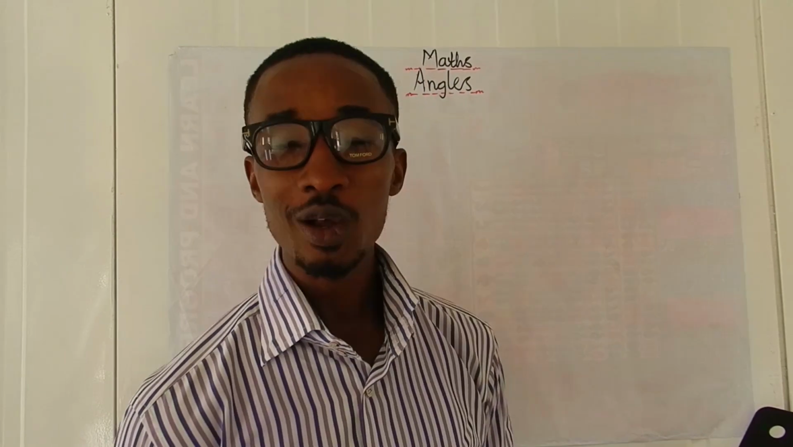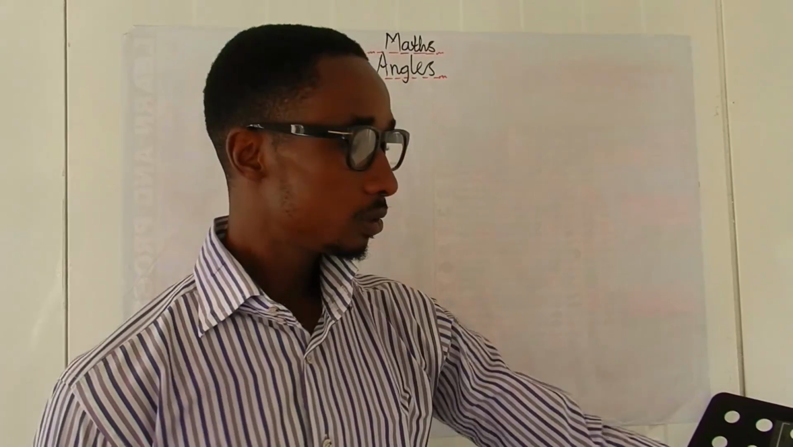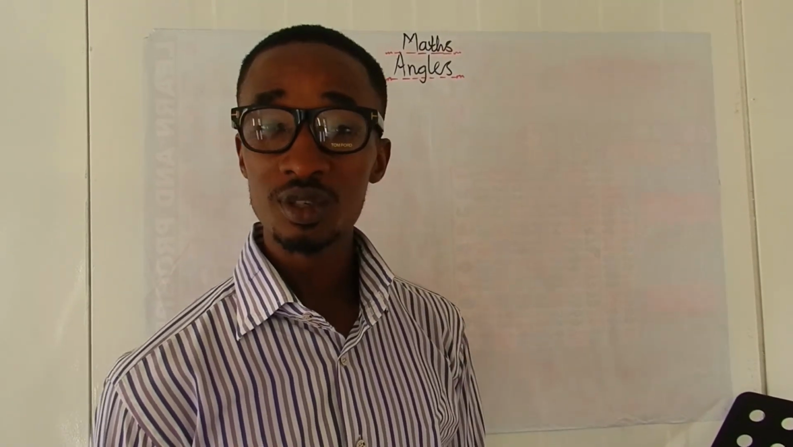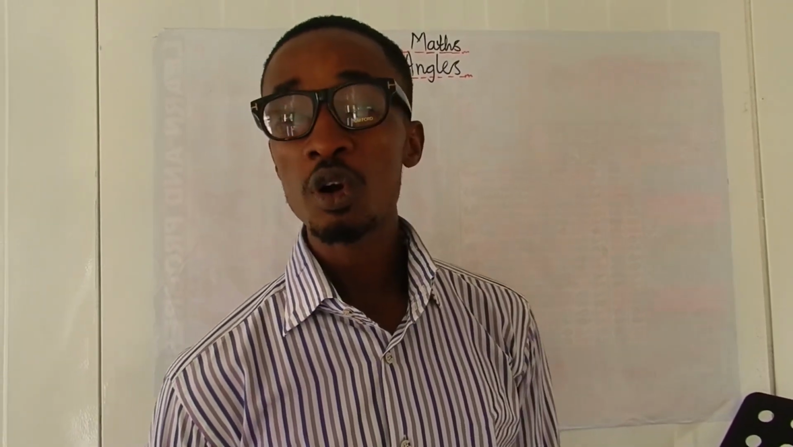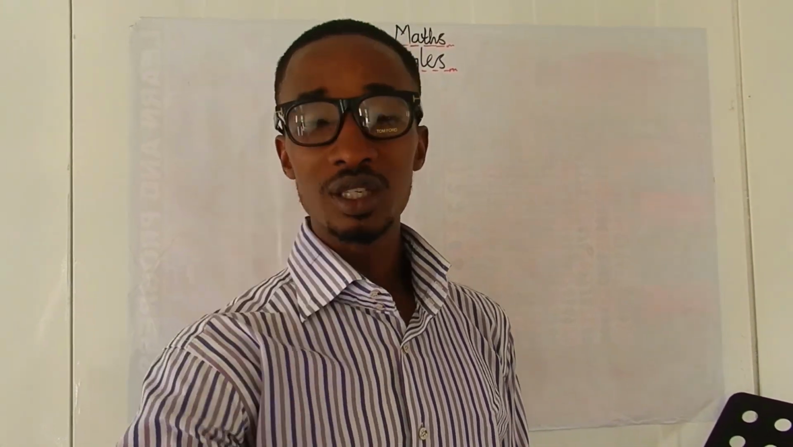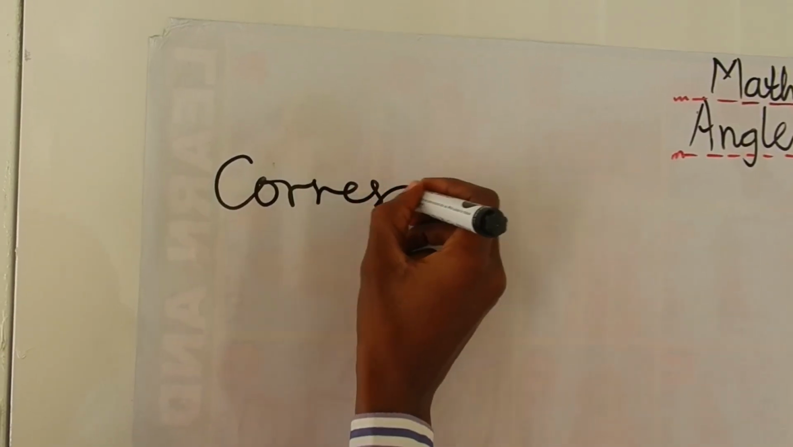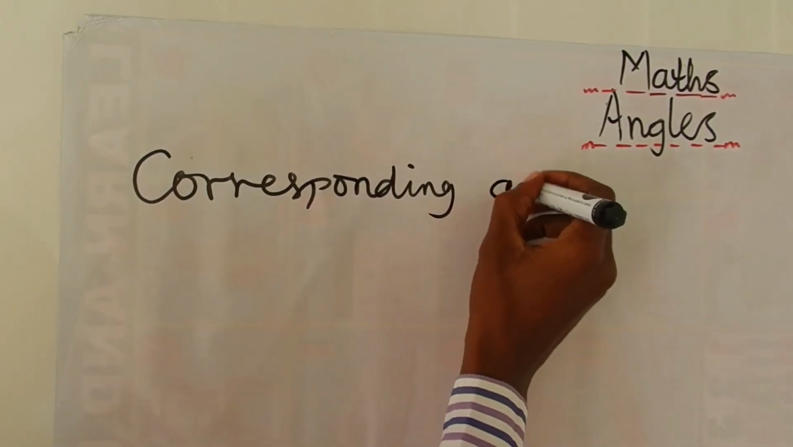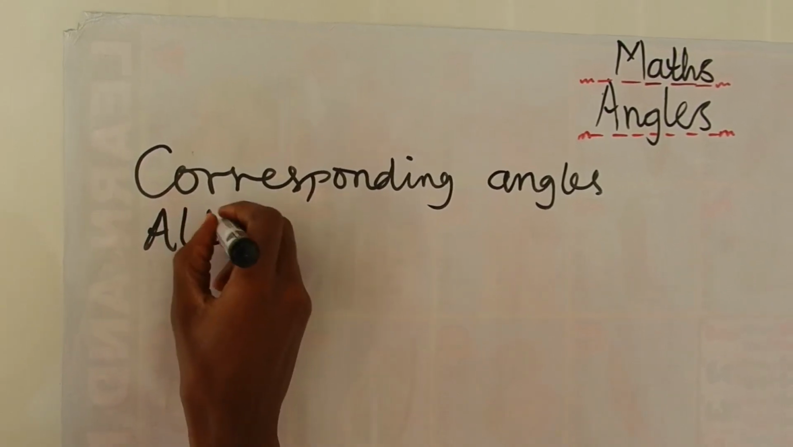Part 2 of angles on Maths. Today I will be taking you through isosceles triangle, scalene triangle, equilateral triangle. But before we do just that, let me take you through corresponding angles and alternate angles. Now let's see corresponding angles.